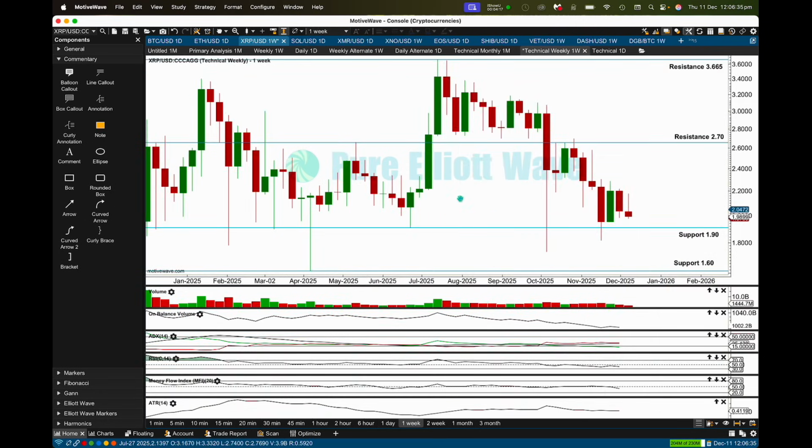Quick technical analysis on the weekly. XRP has been essentially moving sideways for many months now. Resistance at 3.665 or 3.7 about there, and support just below at 1.6, currently support holding about 1.9. This downward movement has met and exceeded the technical definition of a bear market.